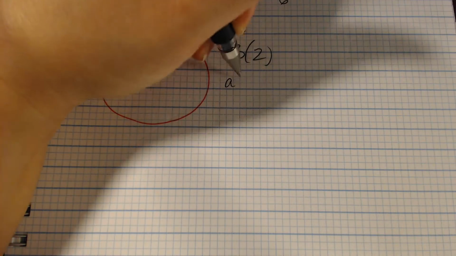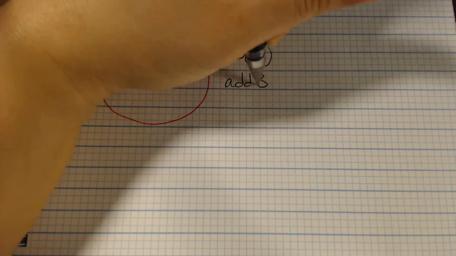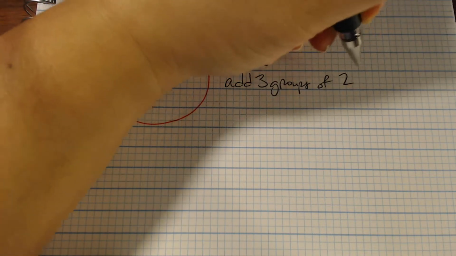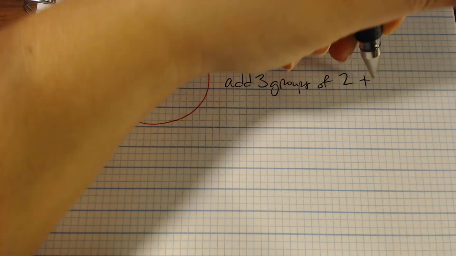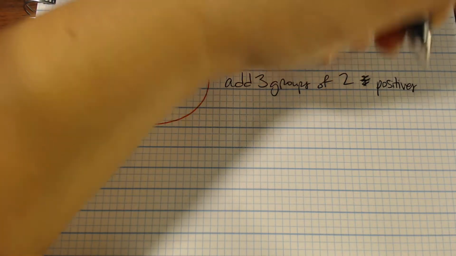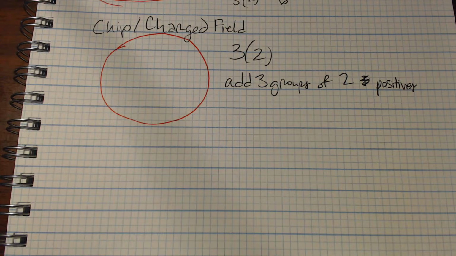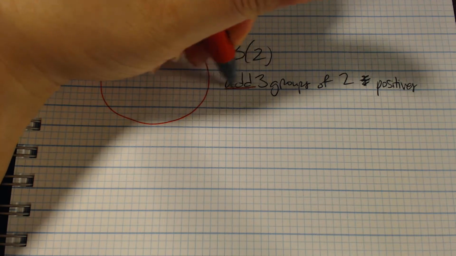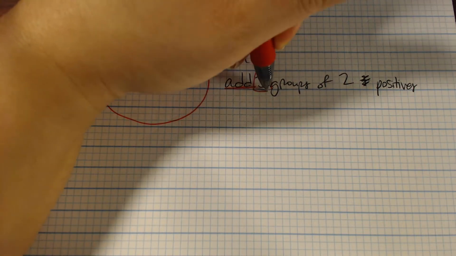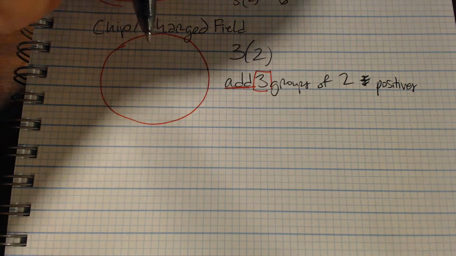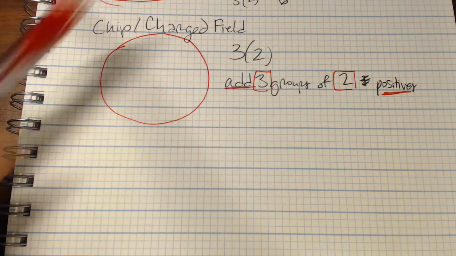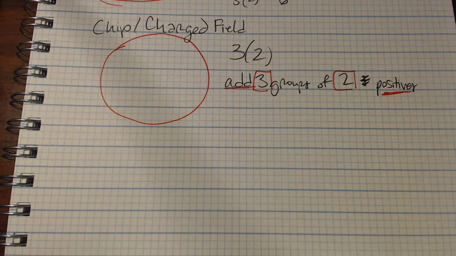That means we're going to add 3 groups of 2 positives. I should actually write out the word positives. So what you have here is this first, based on that first sign, then you have a number. Groups is always the same, groups of, and then you have a number, and this is based on that second sign. Okay, so those will change based on the problem, and you'll see that later.